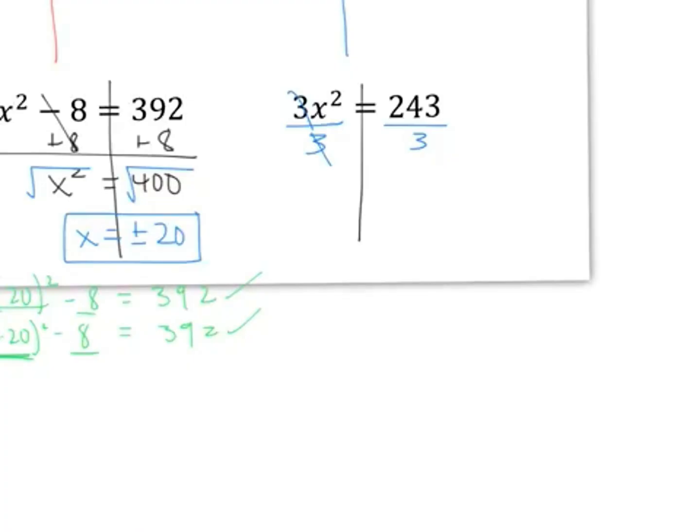And then I'm left with, on the left-hand side, x squared is equal to, and 243 divided by 3 is 81. And that turned out really nice because now if I take the square root of both sides, 81 is a perfect square, and the square root of 81 is plus or minus 9. And so that would be our answer here to that last example.